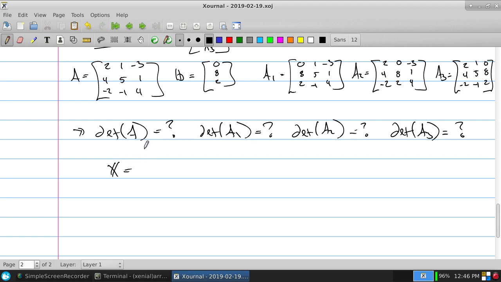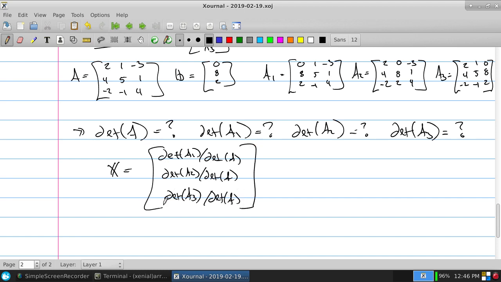And then you would just simply say, what's x? It's equal to, you would take the determinant of A1, divide by the determinant of A, you would take the determinant of A2, divide by the determinant of A, you would take the determinant of A3, divide by the determinant of A, and that is a matrix, your solution.